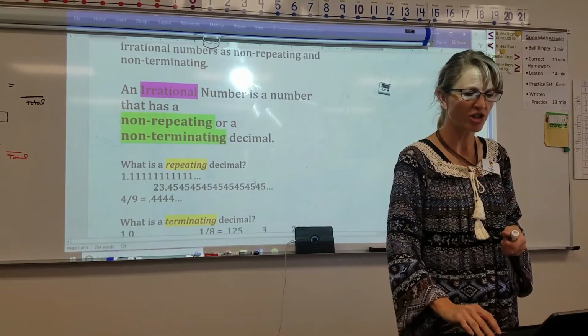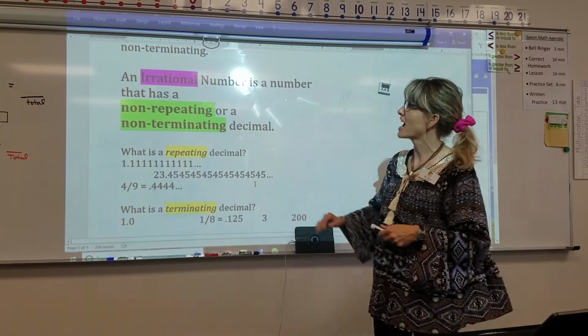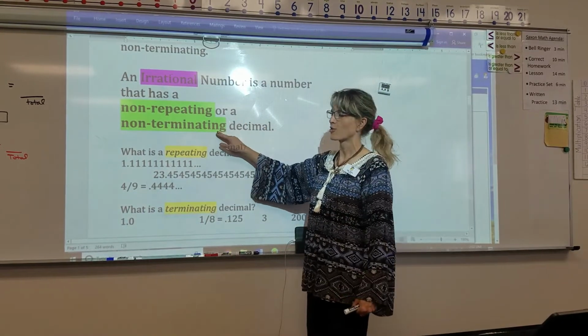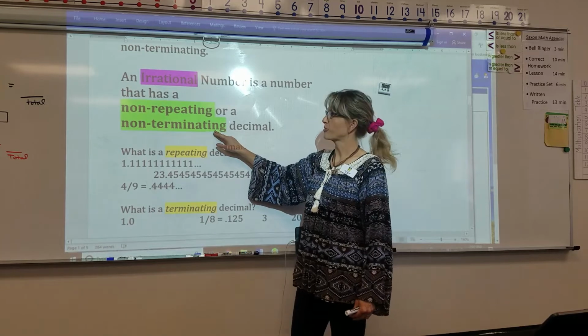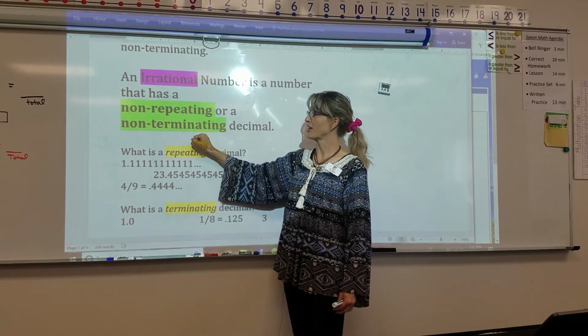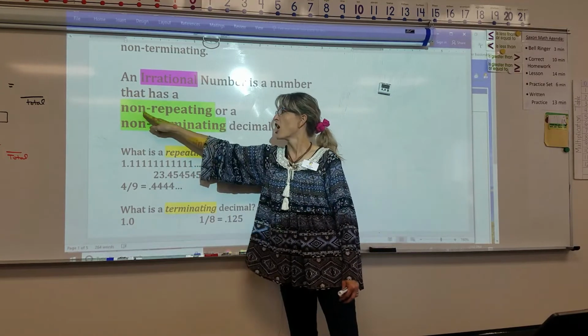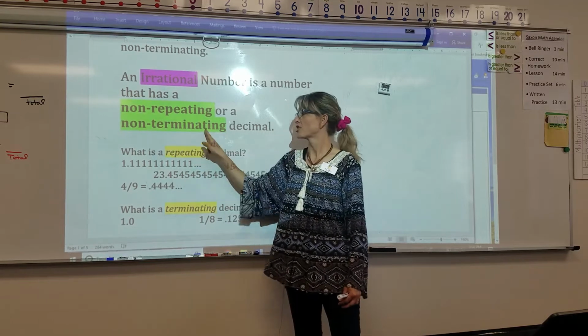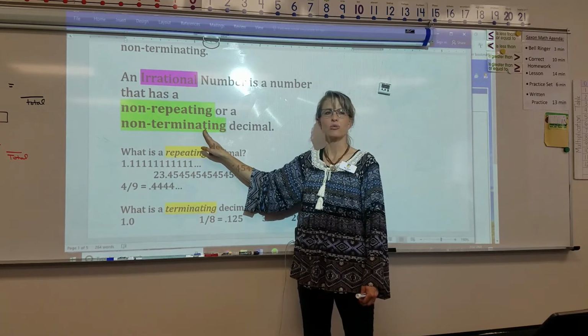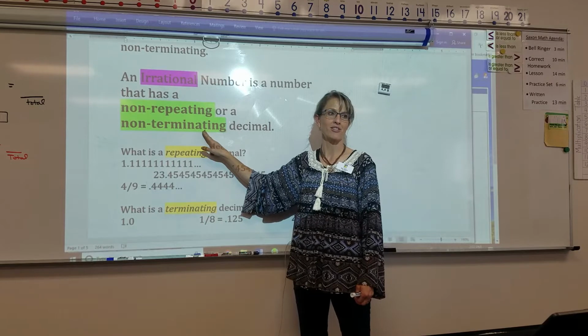An irrational number is a number that has a non-repeating and non-terminating decimal. So we're going to practice that. What are the two qualities of an irrational number? Get ready? Non-repeating and non-terminating. So let's make sure we know what it means to repeat and to terminate.